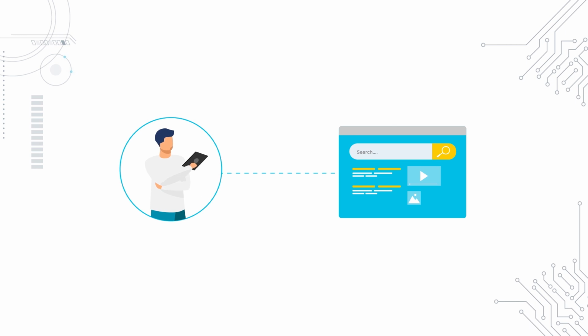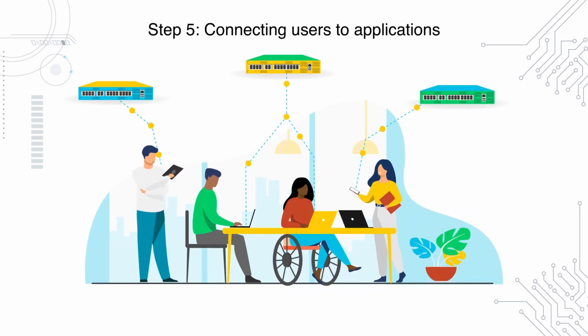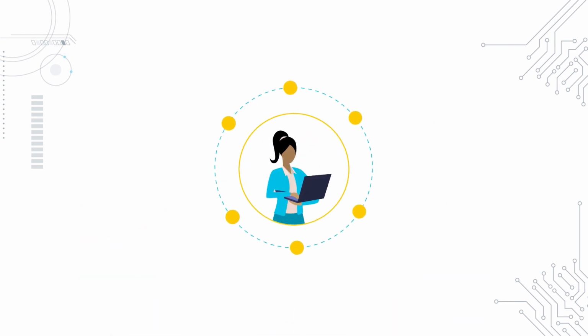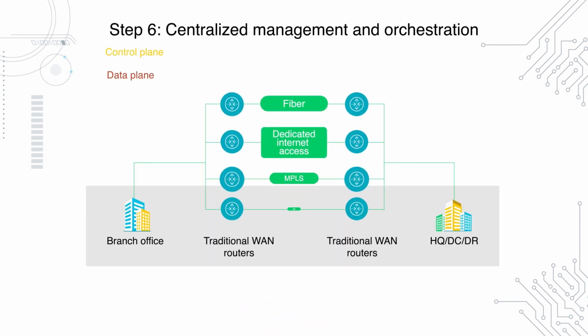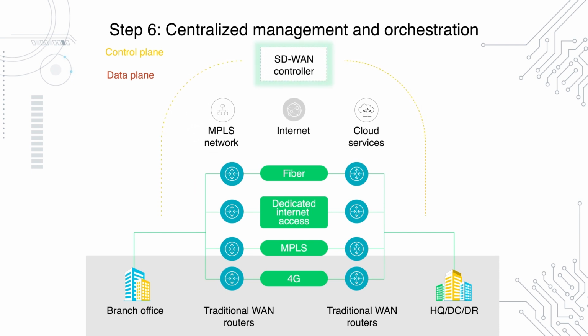Step 5. Connecting users to applications. SD-WAN appliances continuously connect users to applications and services efficiently throughout the entire process. Step 6. Centralized management and orchestration. Centralized management and orchestration are an ongoing, core part of an SD-WAN appliance's functioning more so than the final step. Basically, centralized management and orchestration are always running in the background.